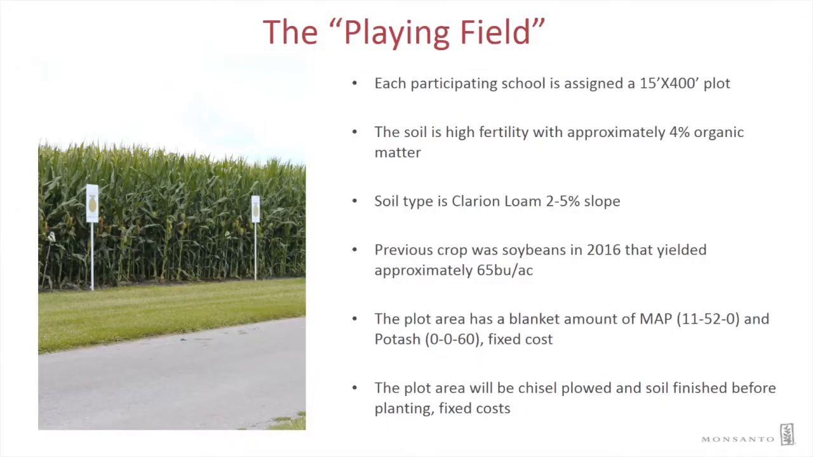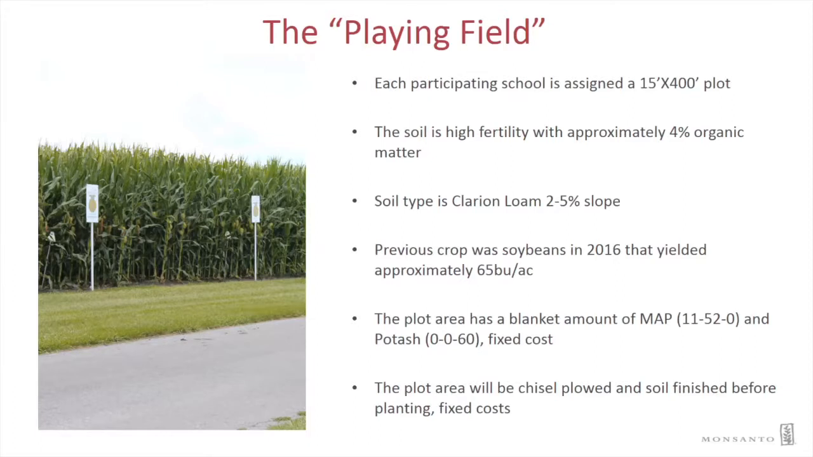So each school will be assigned a 15-foot by 400 foot plot. So basically what we do is take your draft sheet, and we'll go through the draft sheet here in a little bit, but we put that into a 6-row plot. So 6 30-inch rows is 15 foot wide, and we'll run that plot 400 foot long.